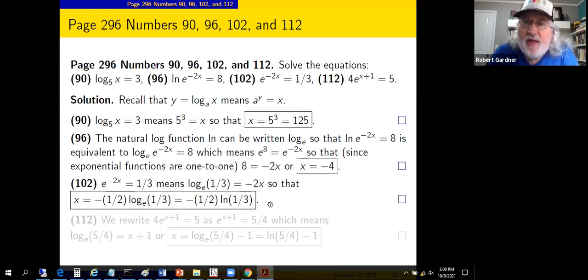So we were able to solve that one. I don't know a numerical approximation for the natural log of 1/3. We do have a natural log button on the calculator. For now, we're just going to leave it like that. This is the exact value, even though I don't know numerically what this is.